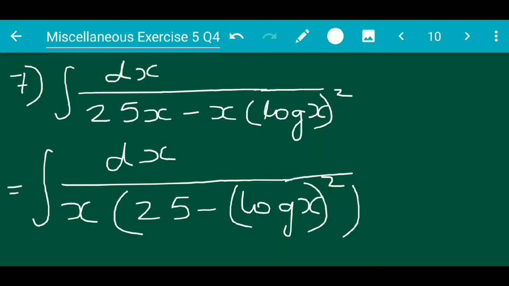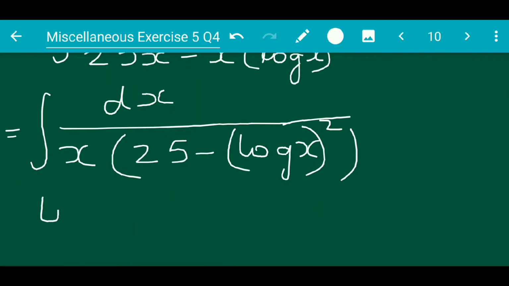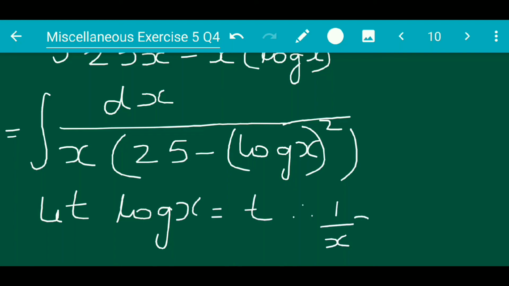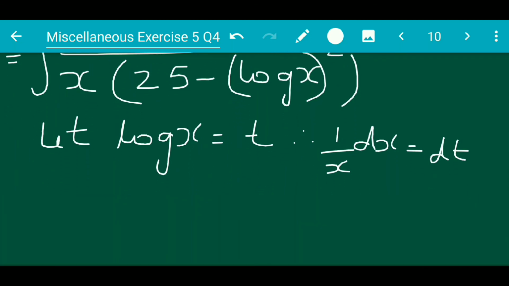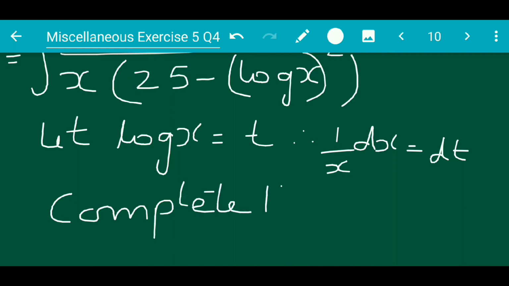Now suppose you substitute log x as t. So let log x is equal to t, and therefore 1 upon x dx is equal to dt. And now you are very familiar with this sum. Many a time you have solved such sums, so you can complete it. Along with the other sums, just complete this sum and check your answer from the answers given in the textbook.